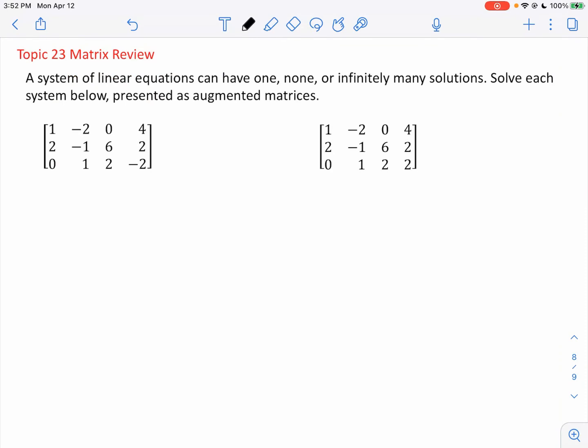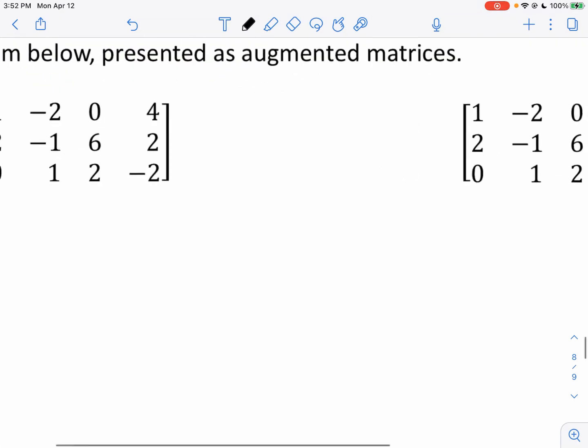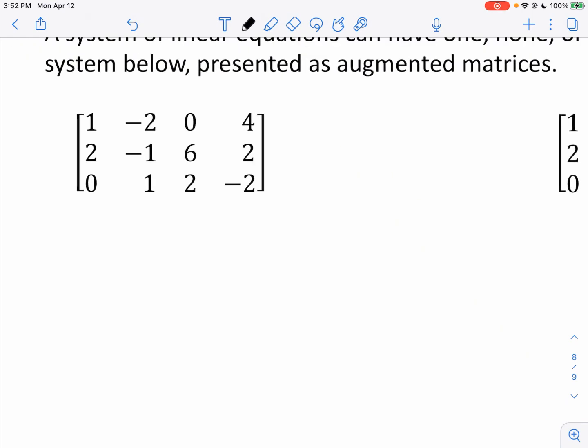A system of linear equations can have one, none, or infinitely many solutions. Solve each system below presented as augmented matrices. So this is already an augmented matrix. I'm going to put the vertical line here to represent where the equal sign was. Keep in mind then that the first column represents the x coefficients, y coefficients, z coefficients, and then our constants on this side. So this first line would read x minus 2y plus 0 is equal to 4, etc.